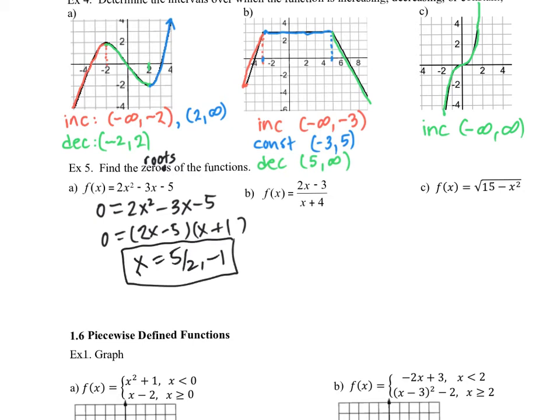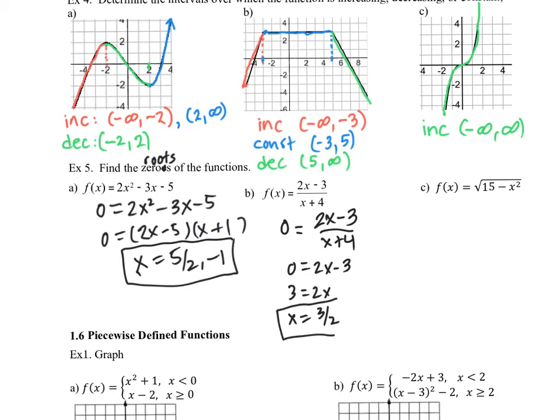If these were actually x-intercepts, I would write 5 halves, comma 0, and negative 1, comma 0. But this is not actually asking for the x-intercepts. For b, same. Let's set this equal to 0 and solve it. If I multiply by x plus 4, that goes away. 3 equals 2x, so I get x is 3 halves. So the zero or the root of the function is 3 halves.